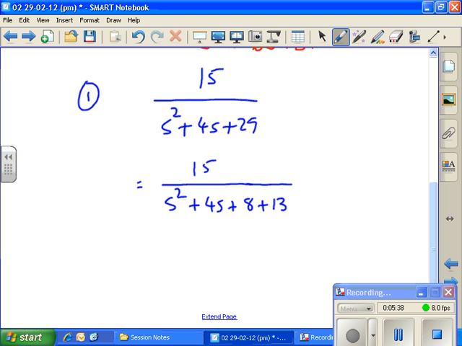No. 4 plus 25 is what we need to do. We split that 29 into 4 plus 25 from last week. Can you remember why? Make it a perfect square.